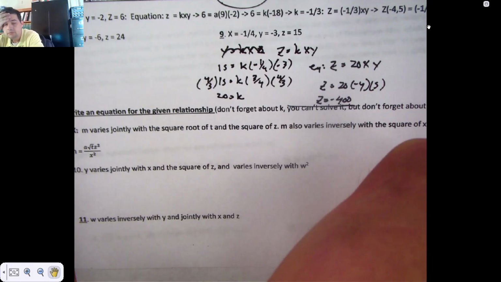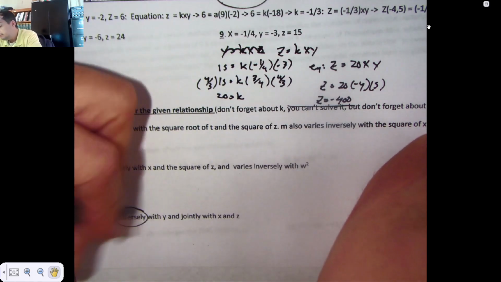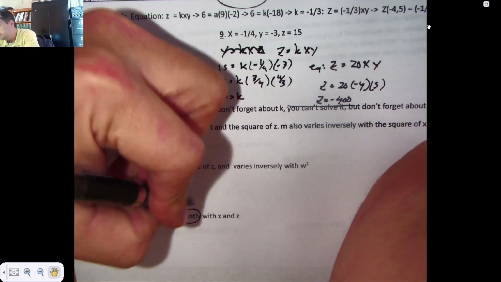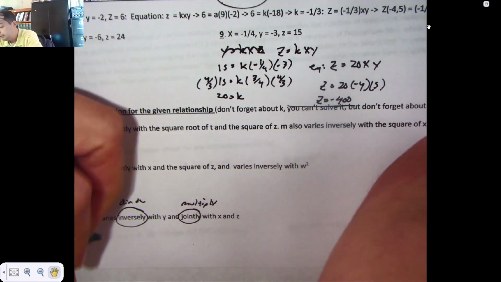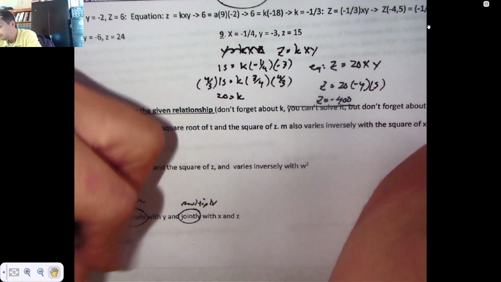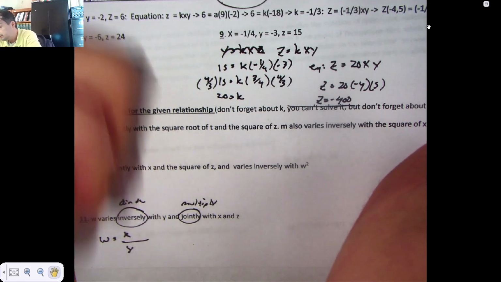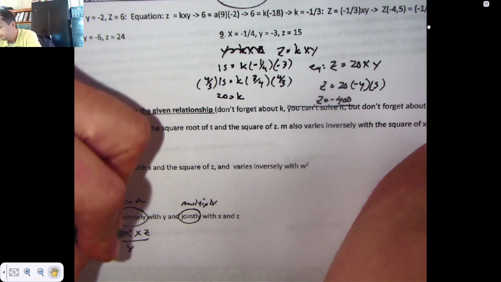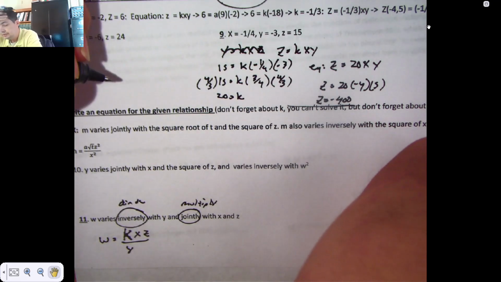Let's see, what are we supposed to do here? We're supposed to write an equation. W varies inversely with y and jointly with x and z. So I saw inversely, which means divide. I saw joint, which means to multiply. So these are pretty simple. I vary inversely with y, so some constant over y, and jointly with x and z. Ta-da! That's how hard those are.